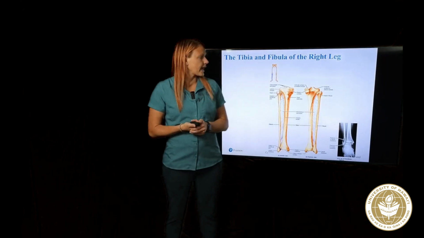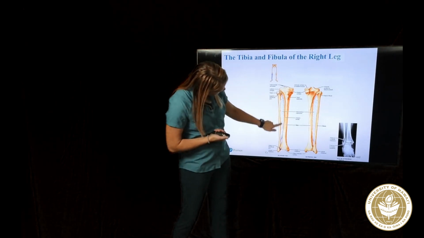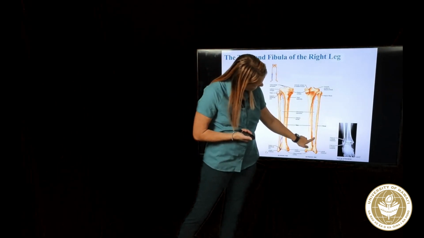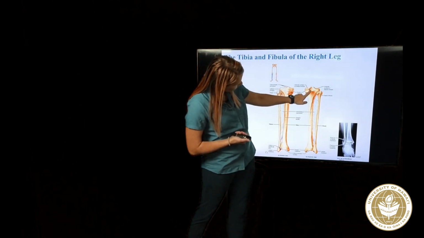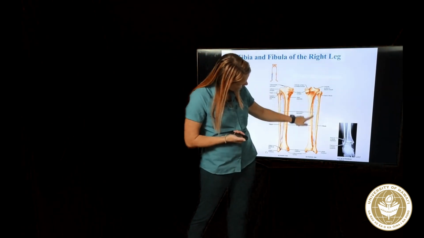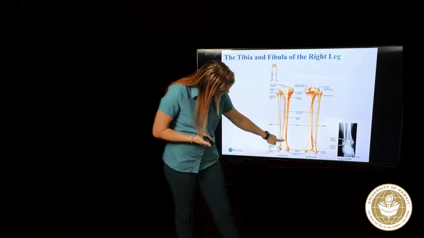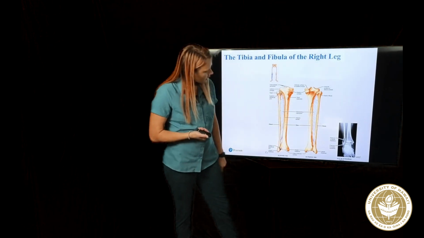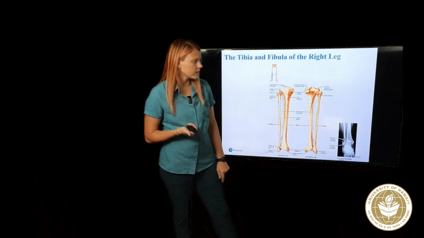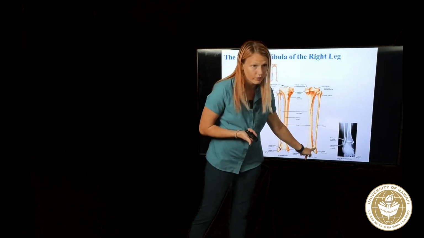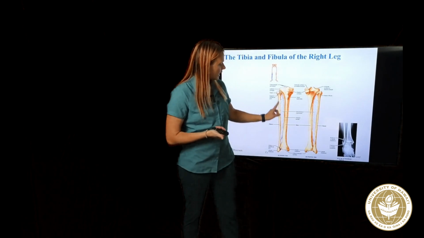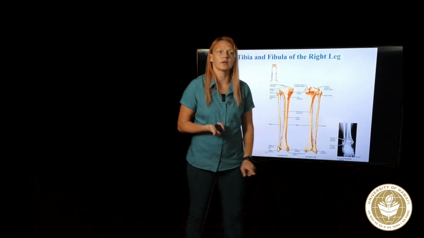So they're going to be connected, as you can see, by this white material here. That's that interosseous membrane. And again, the bigger bone here that's actually weight-bearing is your tibia. This is in the posterior view. This is in that anterior view. That's your tibia. The smaller bone that is not weight-bearing is going to be your fibula. Again, connected by that interosseous membrane.